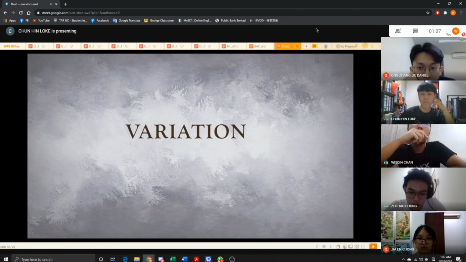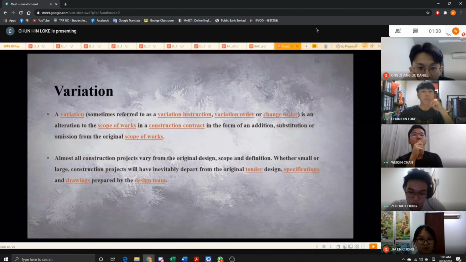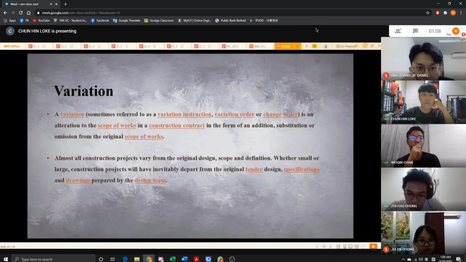Hi sir, my name is Weiqin and I will present variation. A variation sometimes refers to a variation instruction, variation order or change order. It's an alteration to the scope of work in a construction contract in the form of an addition, substitution or omission from the original scope of work.